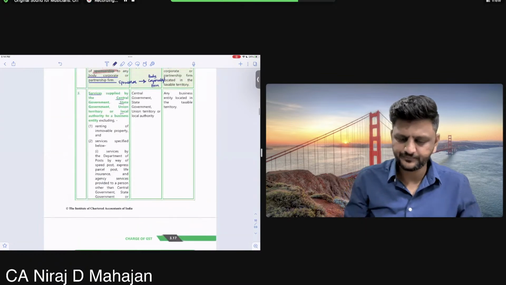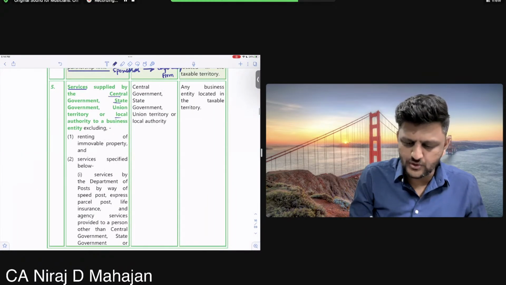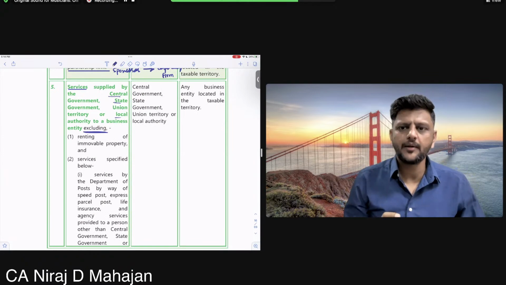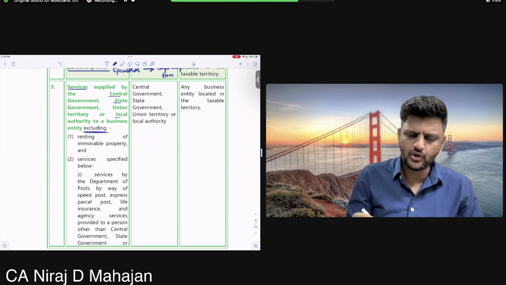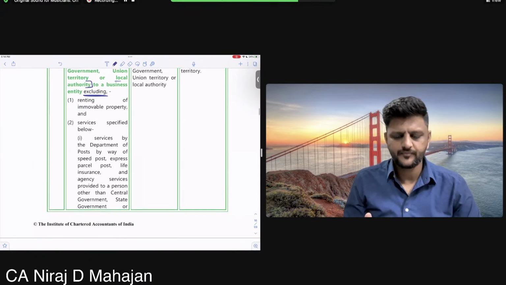Excluding means RCM is not applicable on this. Renting of immovable property. Okay? These are all your government authorities, na? Government entities. Services specified below.